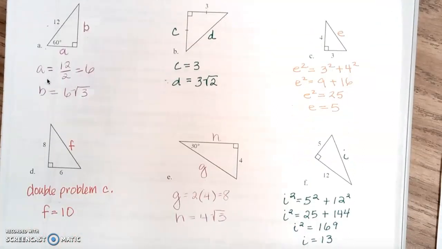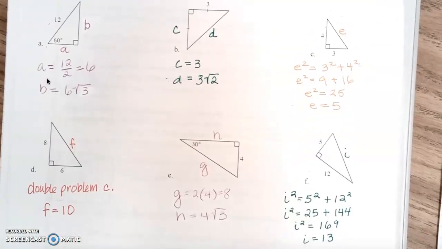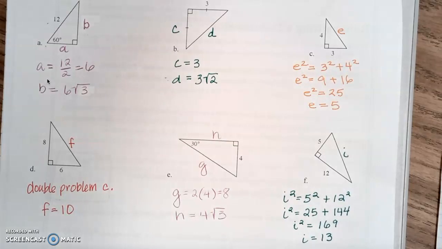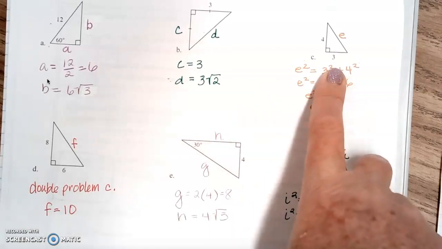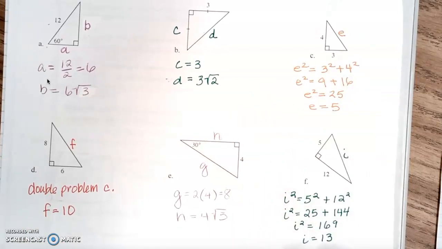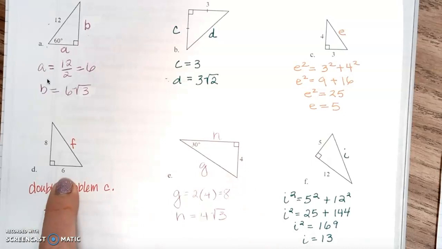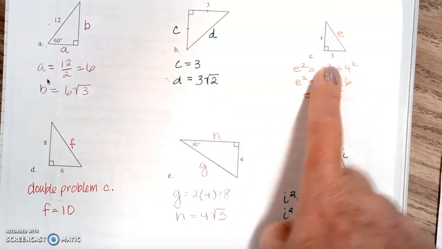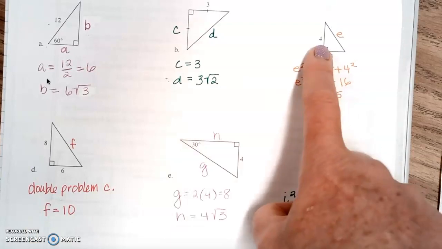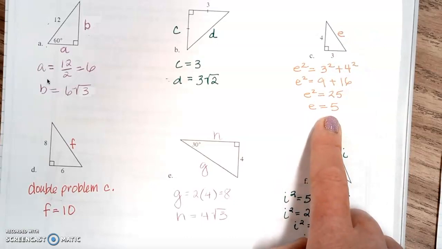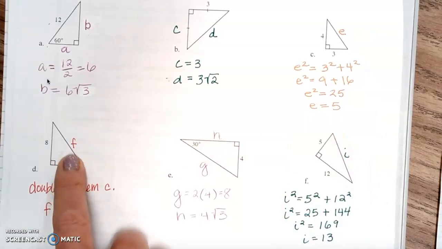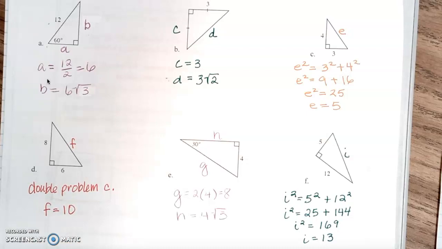All right. Let's move down to D, E, and F. For D, we're going to notice that it follows the pattern of problem C that we just looked at. This side is 6, which is double of 3. This side is 8, which is double of 4. So the hypotenuse we said was 5. That means side F, we're going to double it, and side F is going to be 10.